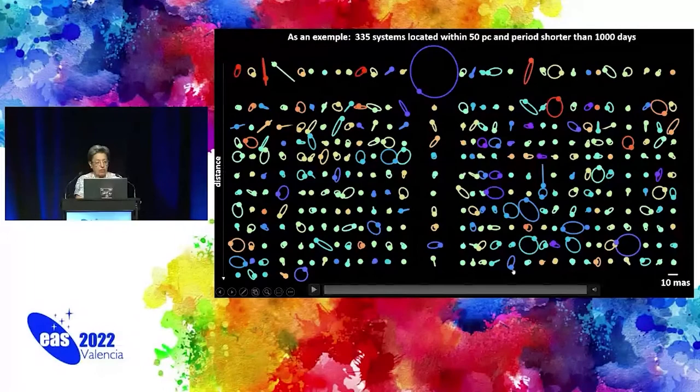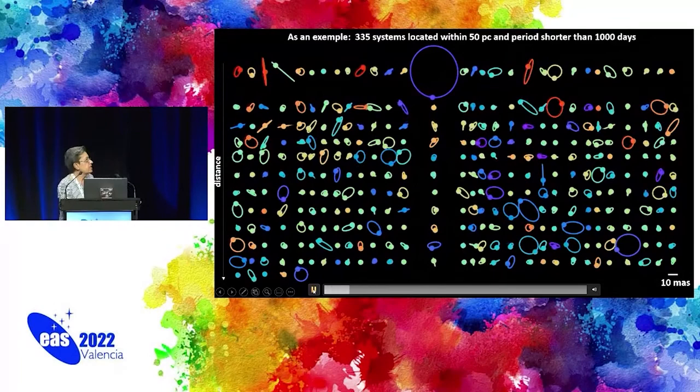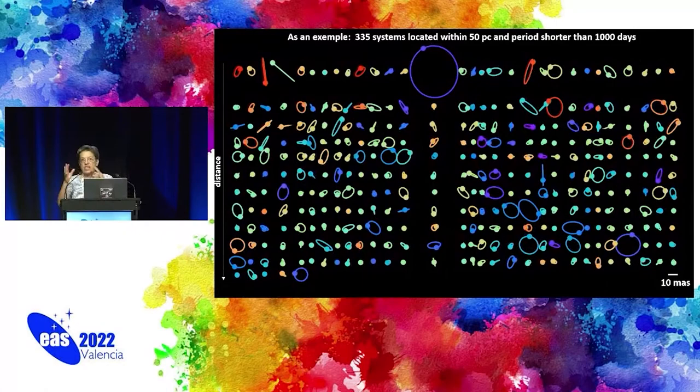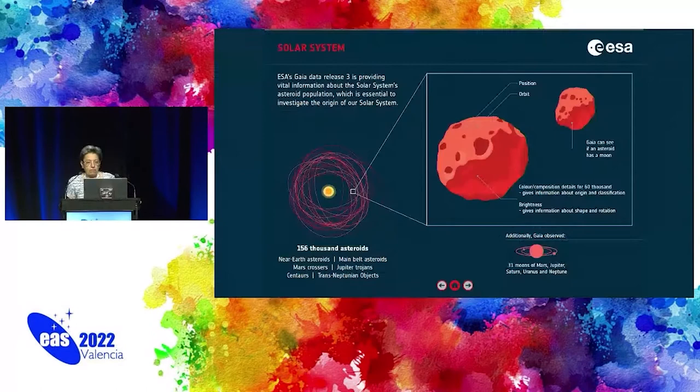This is an example of these binaries. This is only 300 of them. The color corresponds to the temperature, the color of the primary. And then you see here a variety of eccentricities, orientations, semi-major axes, and so on.